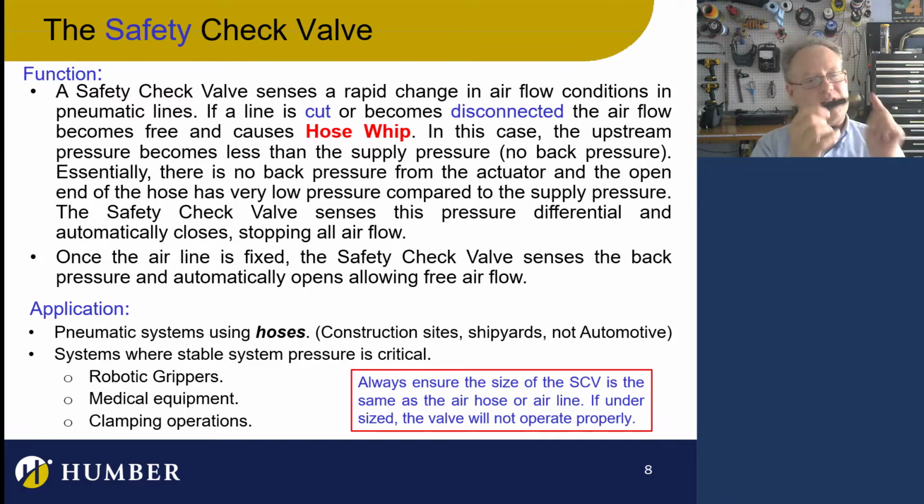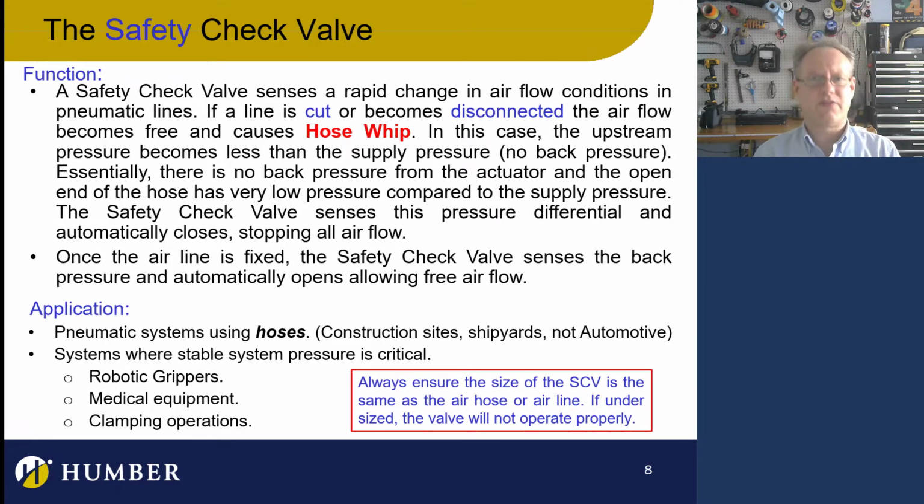So what happens is the check valve senses if the down pressure is much lower than the up pressure. The up pressure here is coming from my regulator, and my down pressure here, if this is open to atmosphere because it breaks, is going to be really low pressure. It senses that, and it just turns right off. So it's a safety check valve.